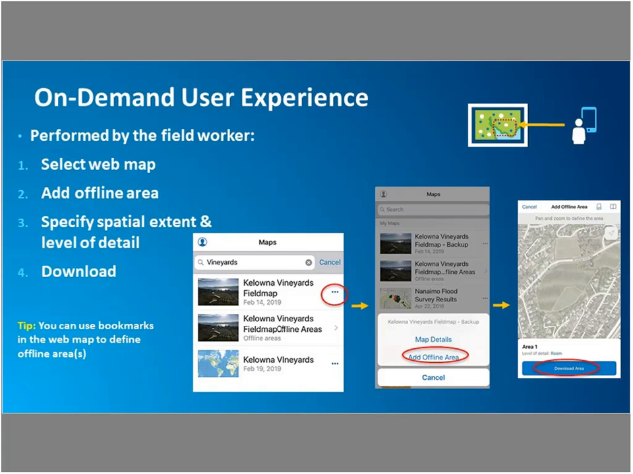And what's good is that they can use bookmarks for the web map to define an offline area. So if you have a bunch of bookmarks for your web map, you can use them in Collector to define your offline area as well. Once they do this download and have it on their device, they can open it with or without an internet connection.